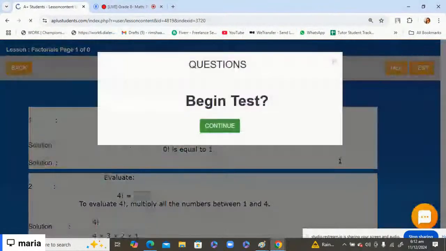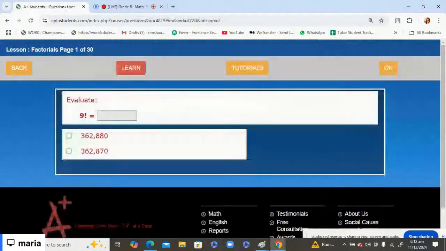Let's do the test questions. So here is 9 factorial. There is also a factorial option available on the calculator. But here they are saying to just simplify it, so we are going to multiply properly. How can we multiply this one? First of all, write it down: 9 times 8 times 7 times 6 times 5 times 4 times 3 times 2. And the answer we get is 362,880, the first one.